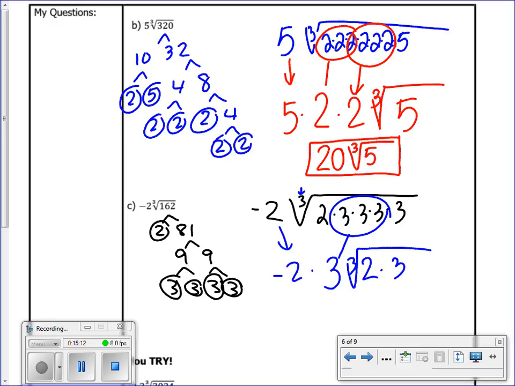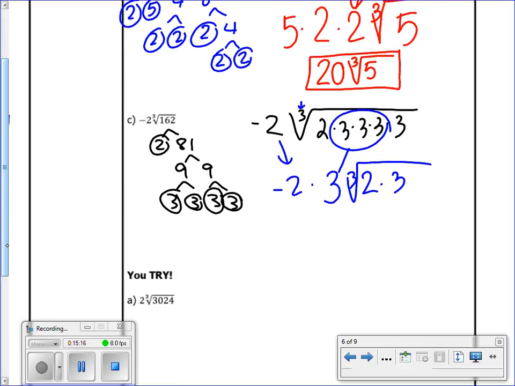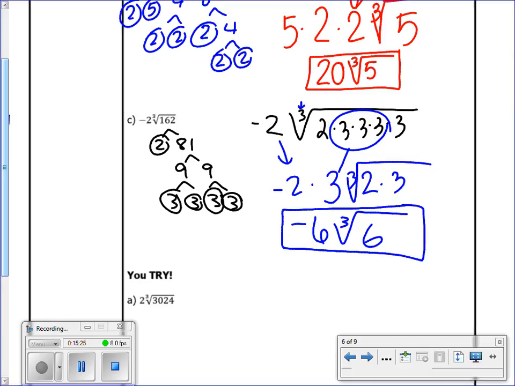Now we're going to multiply everything together. What's on the outside you multiply, and what's on the inside you multiply. Negative 2 times 3 is negative 6. Cubed root, 2 times 3 is 6. So your final answer is negative 6 cubed root 6.